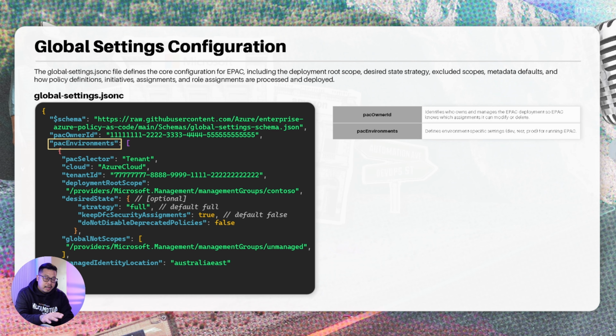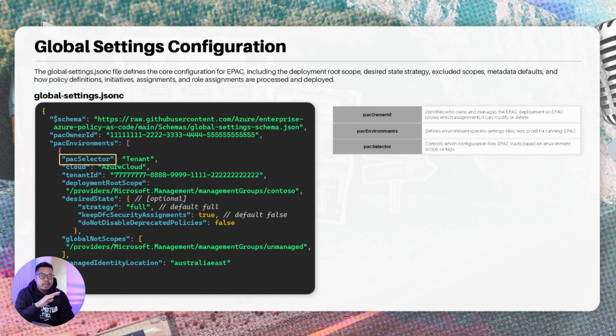Next up is pacEnvironments. This defines the environment-specific settings for running EPAC. As you can see, if you understand JSON, you've got a pacEnvironments element there, and then you basically have a block for this tenant below it. You can have another block below it, which is another EPAC environment. So let's go to pacSelector. This basically controls which configuration files EPAC loads based on the environment scope and tags. This is the unique key identifier for this block of configuration. In this example, we have tenant, and everything below it is basically managed under this tenant block.